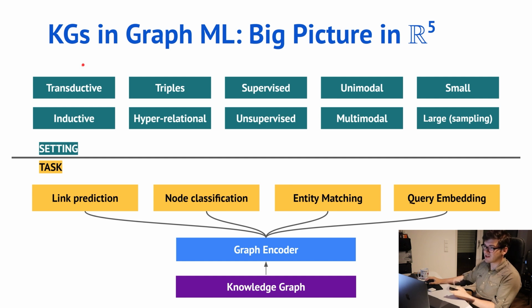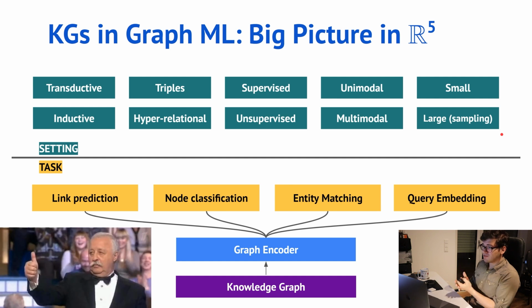So you can work in transductive or inductive setup. Note that it's pretty hard for KGs to be inductive, and it's still an ongoing topic. You can have triple-based graphs. You can have hyper-relational graphs like those RDF-star and SPARQL-star we have seen earlier. You can have supervised, unsupervised setup. You can have unimodal or multimodal. Multimodal means that you have not only graph, but you also have text features, or you have some images, or you have sound and so forth. So it's a multimodal stuff. And of course, the size is also a big thing to consider.